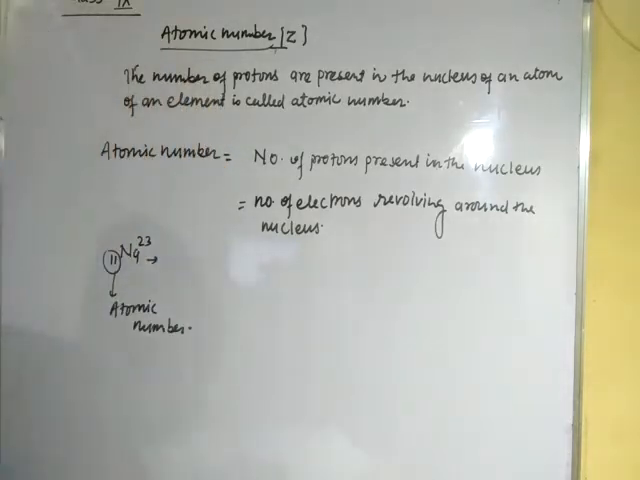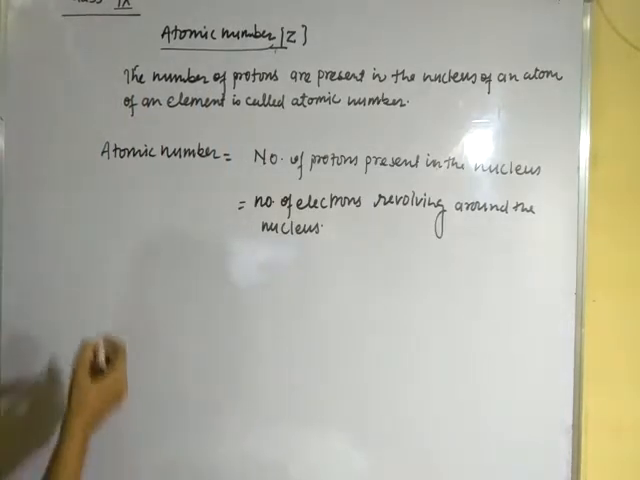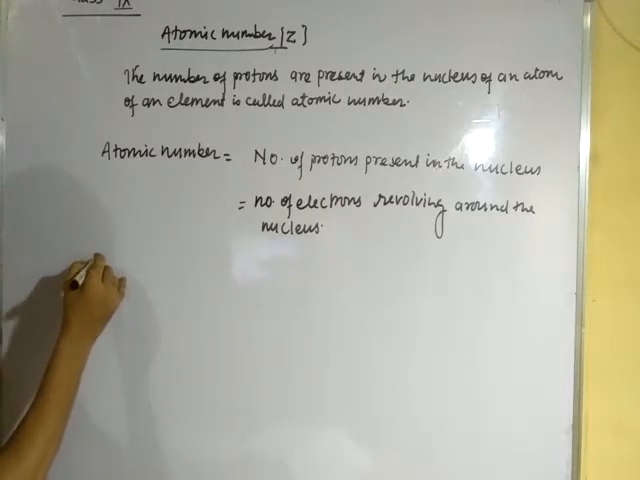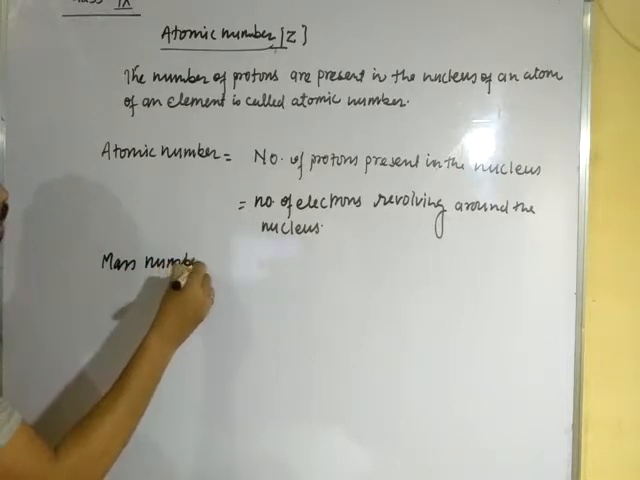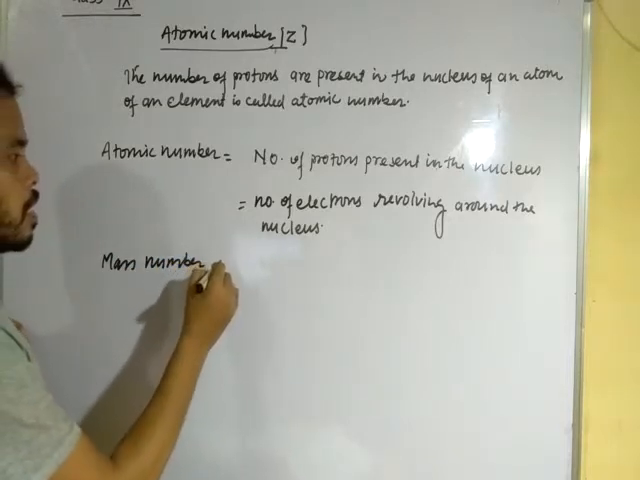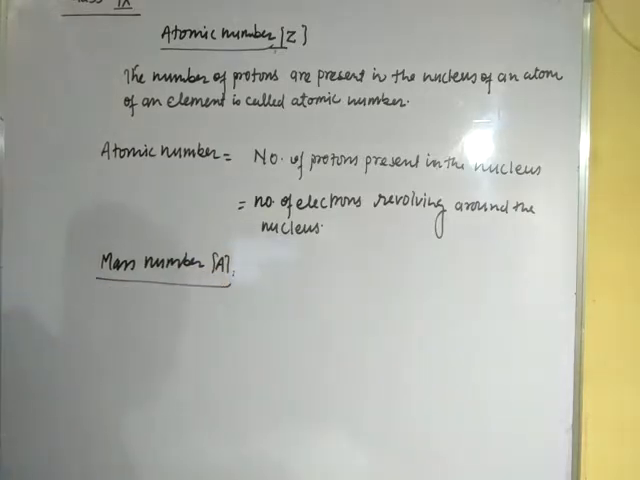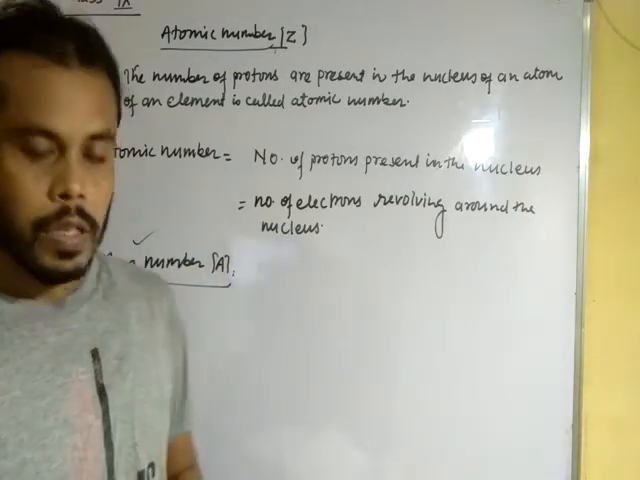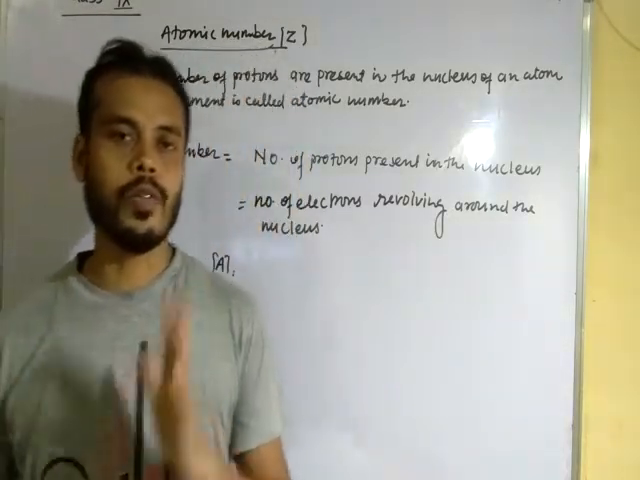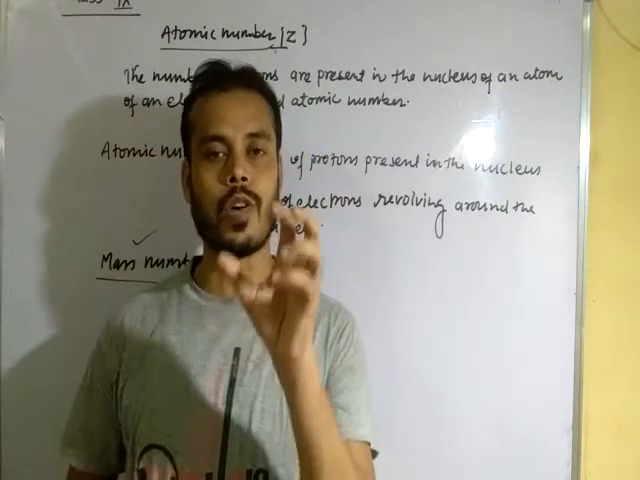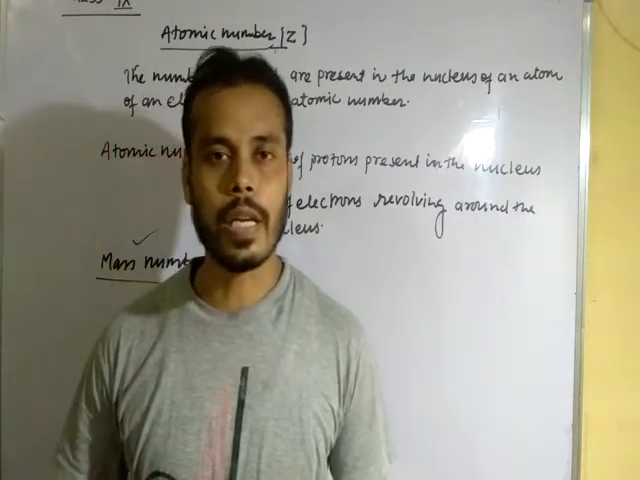Dear student, let us see another important topic: atomic mass or mass number, represented by capital A. What is the mass number? The definition of mass number: the number of protons and number of neutrons present in the nucleus of an atom of an element is called mass number or atomic mass.